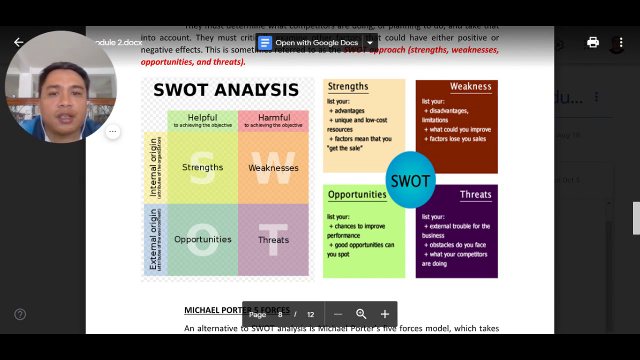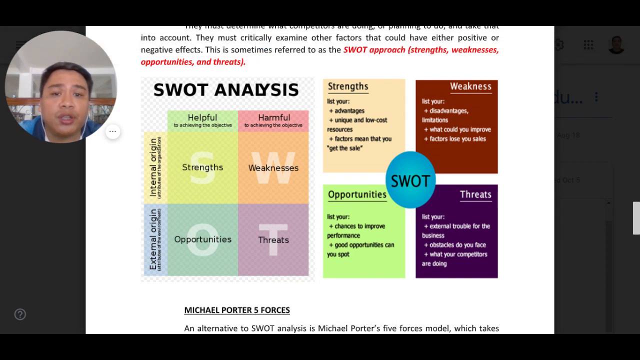No? Strengths. List your advantages, unique and low-cost resources. Factors mean that you get the sale. Okay? Ito yung mga components na meron tayo dapat sa strengths. The weakness, what are your disadvantages? What are your limitations? What could you improve? Factors lose you sales. No? Those are weaknesses. How about opportunities? List your chances to improve performance. Good opportunities can use spot.